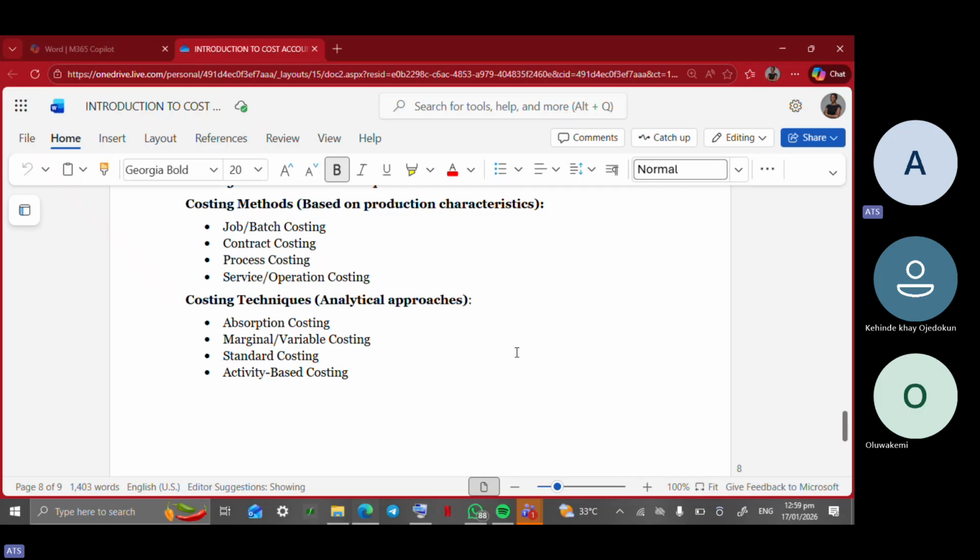And this is what we call variance analysis. So here you are going to be able to get the differences between what you planned to spend and what you actually spent, right? So you know how efficient you are, and then you go further to analyze what caused those differences so that you'll be able to know what to do next.